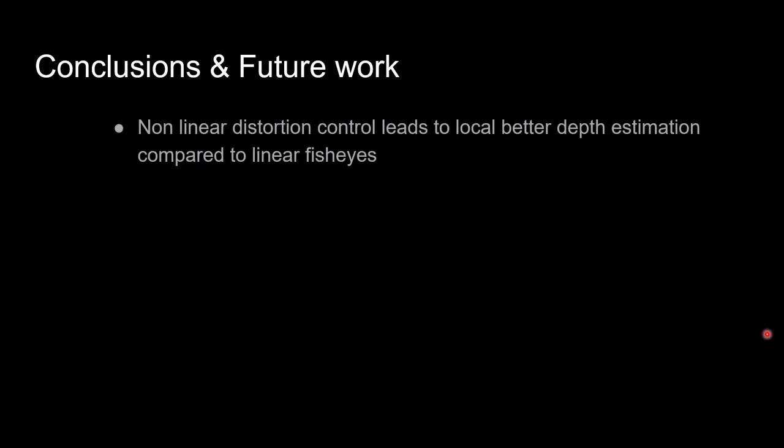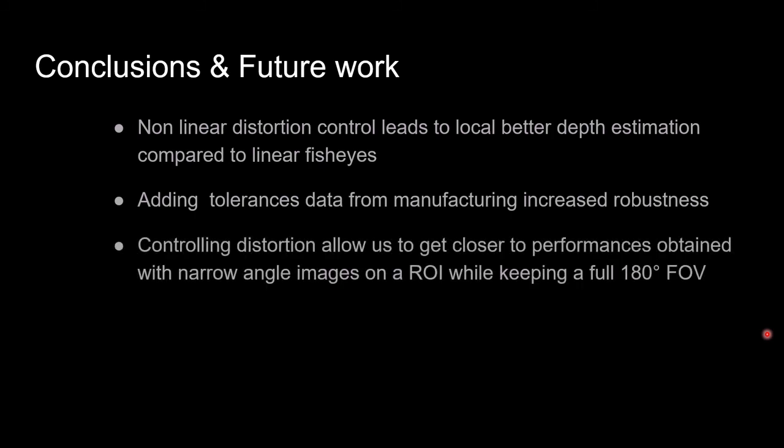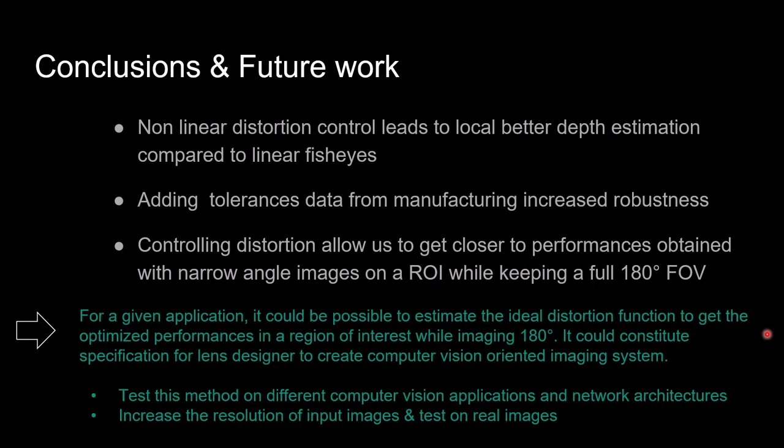In the end, we showed that by countering nonlinear distortion, it is possible to increase neural network accuracy in an area of interest compared to performances obtained with linear fisheyes. We can then locally get closer to results obtained on narrow angle images while keeping acceptable depth estimation on the entire 180 degrees field of view. For a given application with a specific area of interest, it could then be possible to identify the ideal distortion function for optimized performances. This could constitute a specification for optical designers.